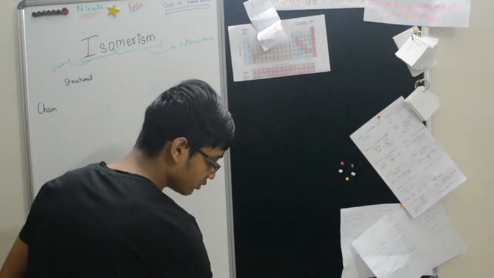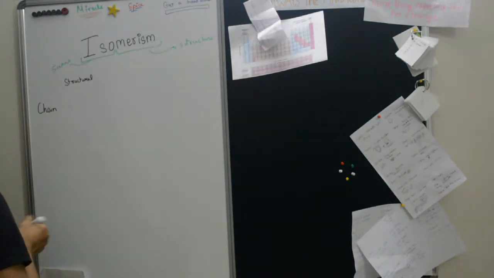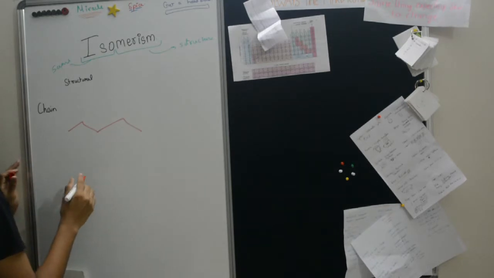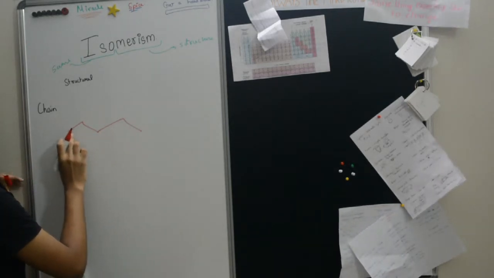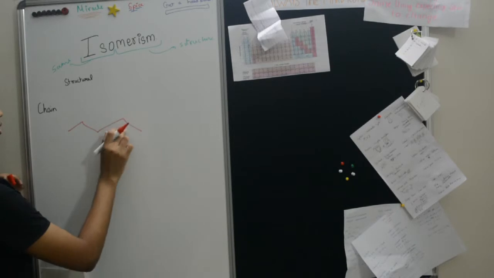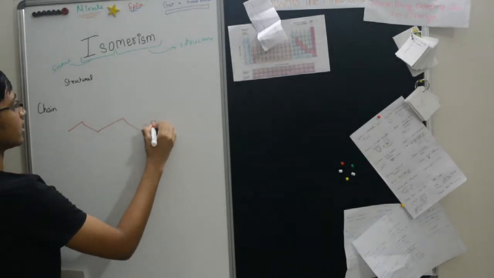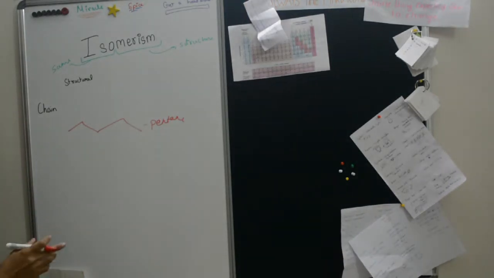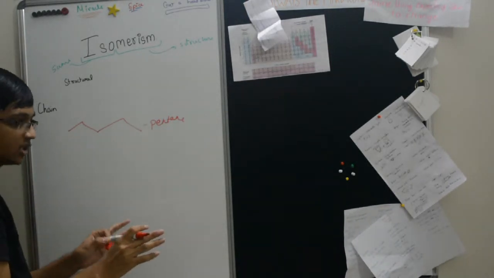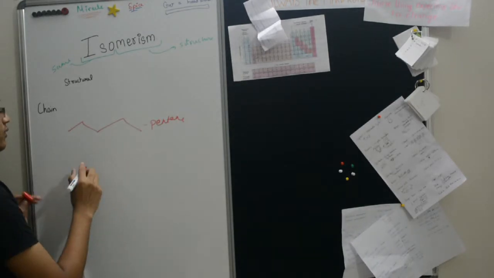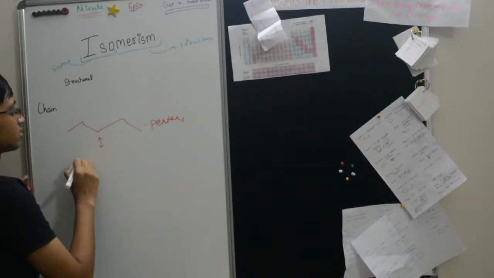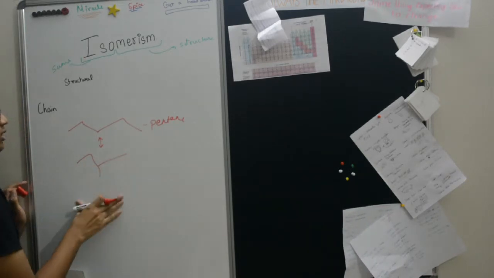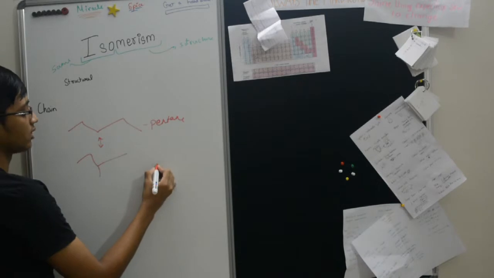Now, as you know, a structure like this is a carbon chain, and the carbon chain is made up of many carbons. This right here has 5 carbons, and it is called pentane. So what happens in chain isomers is that the main carbon chain will be altered in one way or another. So it can be altered like this. This can be removed and added over here. This right here is 1-butane.